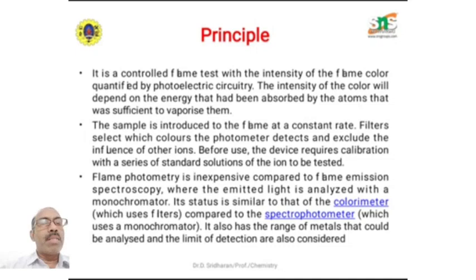Flame photometry is less expensive compared to flame emission spectroscopy, where the emitted light is analyzed with a monochromator. Its status is similar to that of the colorimeter compared to the spectrophotometer. It also has a limited range of metals that can be analyzed, and the limits of detection are also considered.